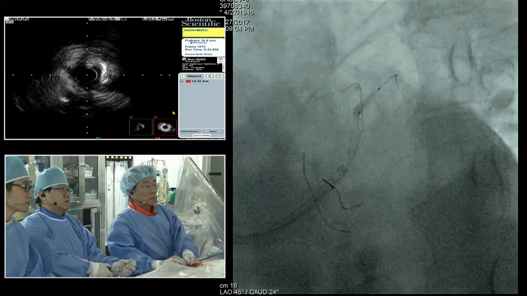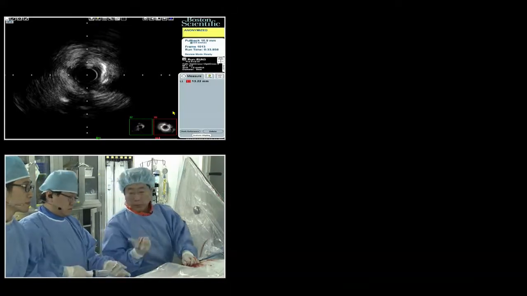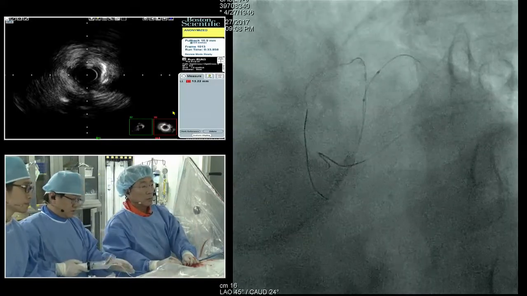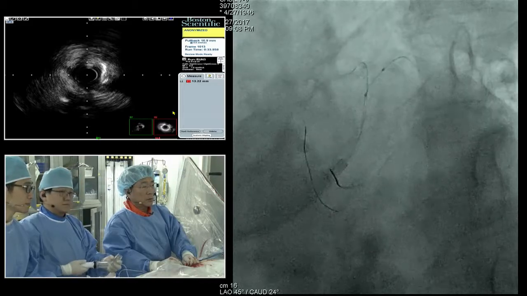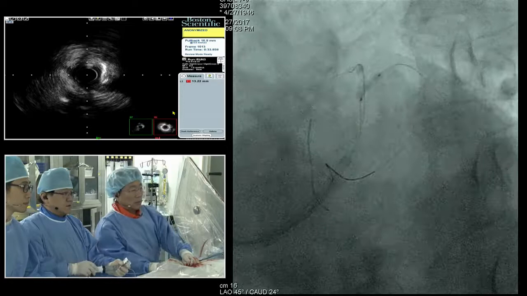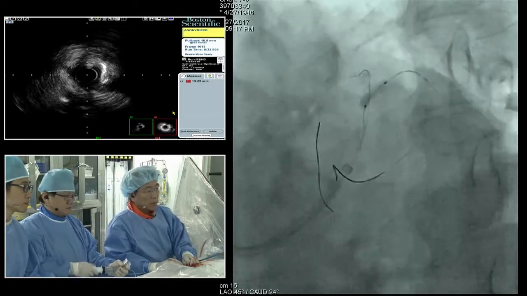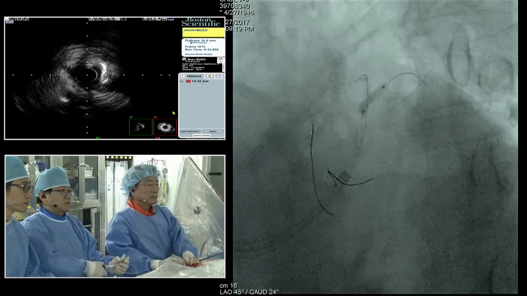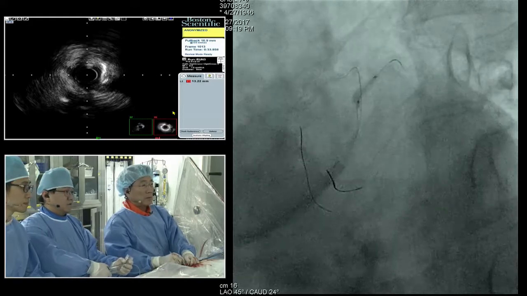Okay, deflate. 2.5 non-compliant, right? When are we going to do a little bit high pressure? 16. All right, 18. All right, 2.5. Deflate.